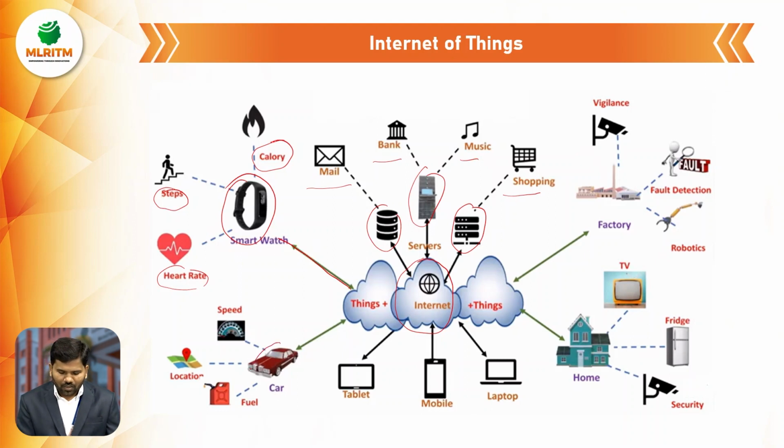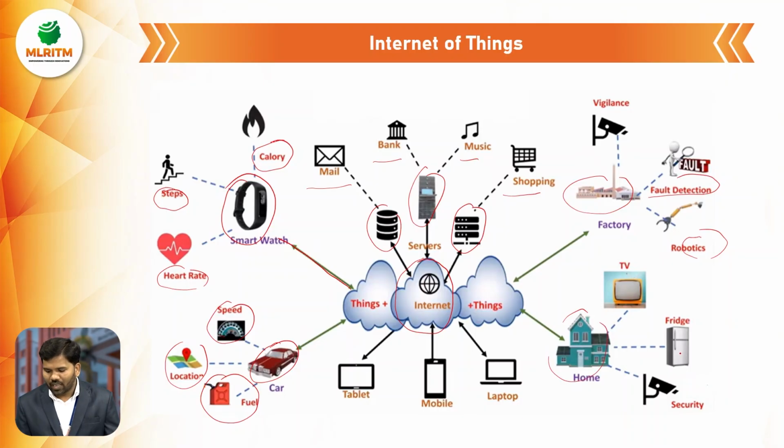For example, a car. In the car we have a speed sensor, location and fuel indication. All these are sensed and communicated to the user, right? If you consider a factory, there is CCTV vigilance, fault detection and robotics. If you are considering a smart home, there are the TV, fridge and security. Nowadays we know that in the smart home we can control everything by using the internet. So here we are connecting different devices to the internet.